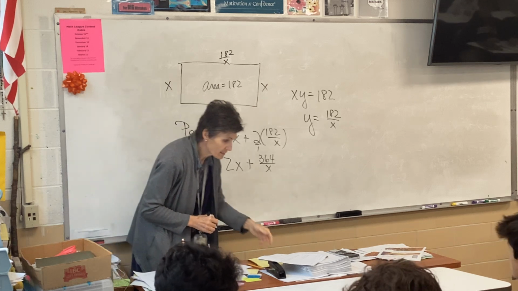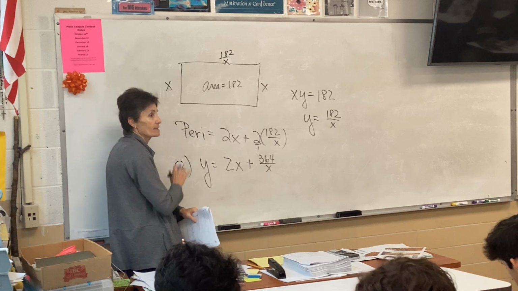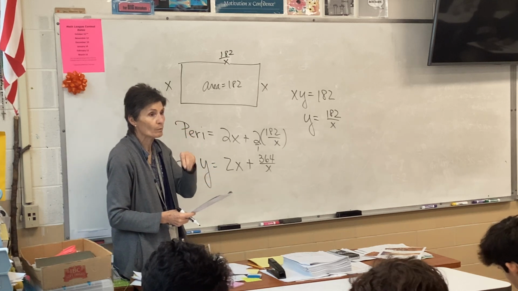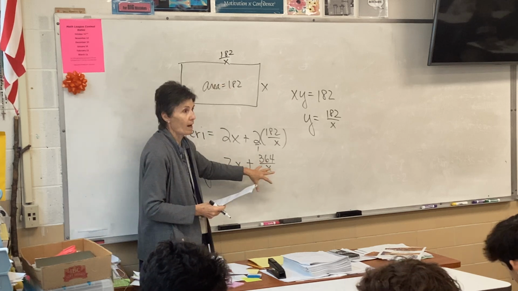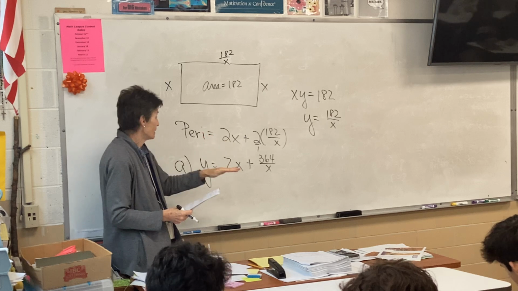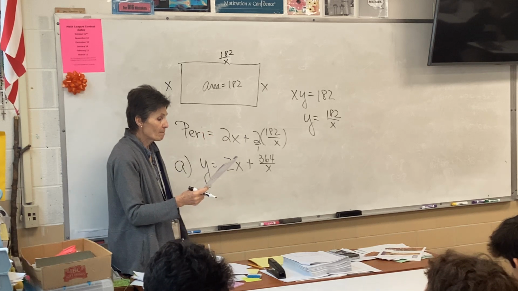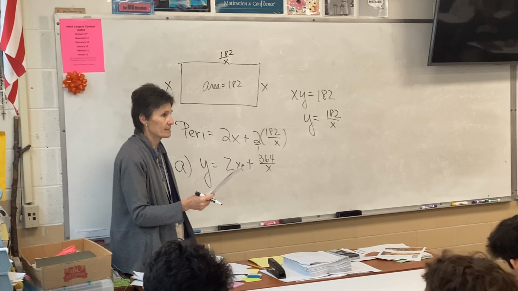So the direction said express the perimeter as a function of x. Done. That means write the equation of the perimeter with only x's. That's why I couldn't keep y's. I had to have just x's. There it is. Find the dimensions of the rectangle that has the least perimeter.